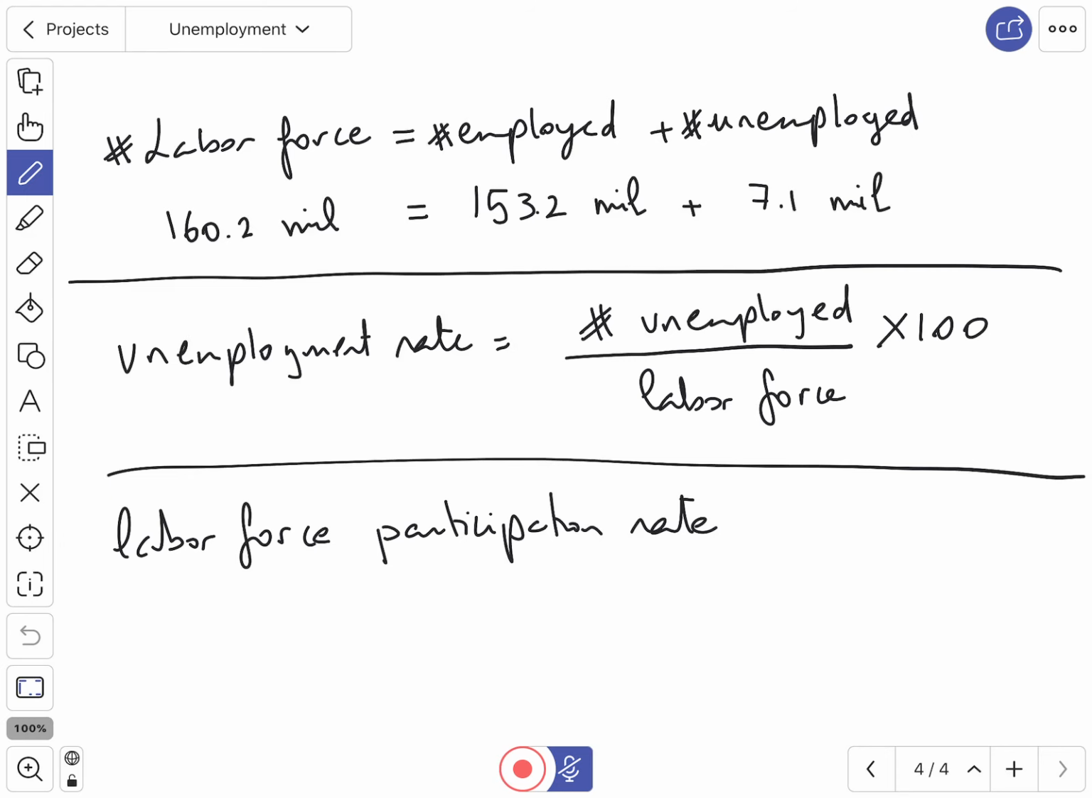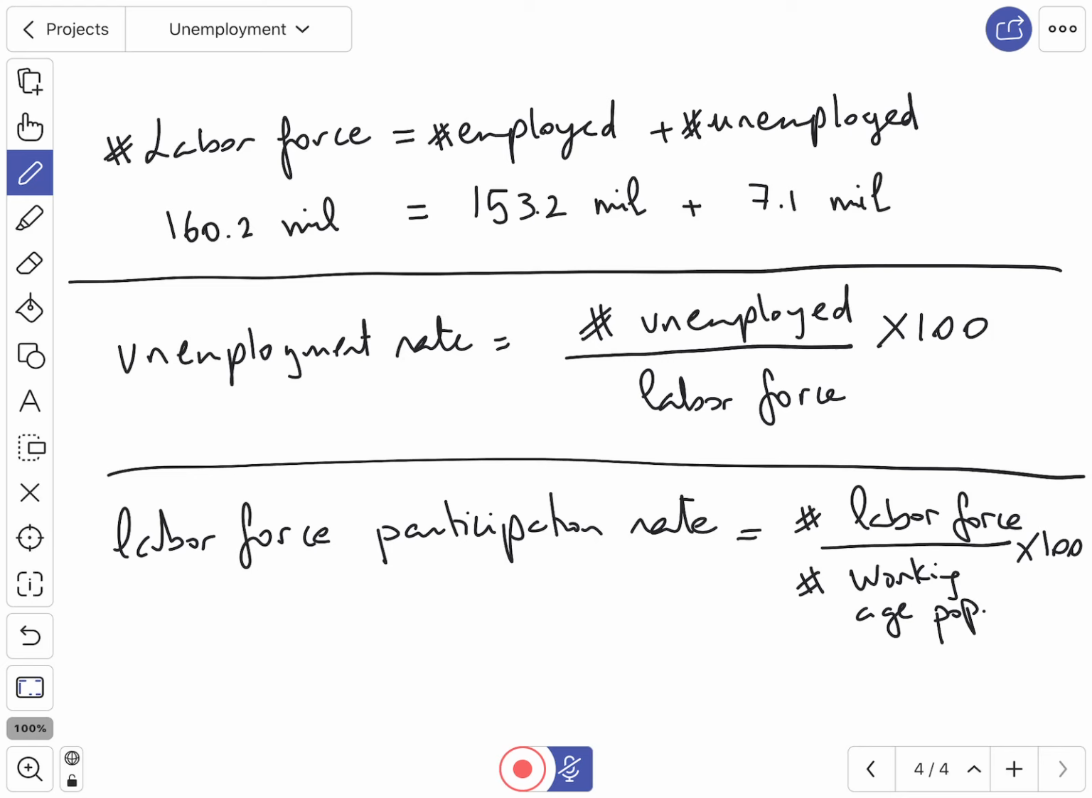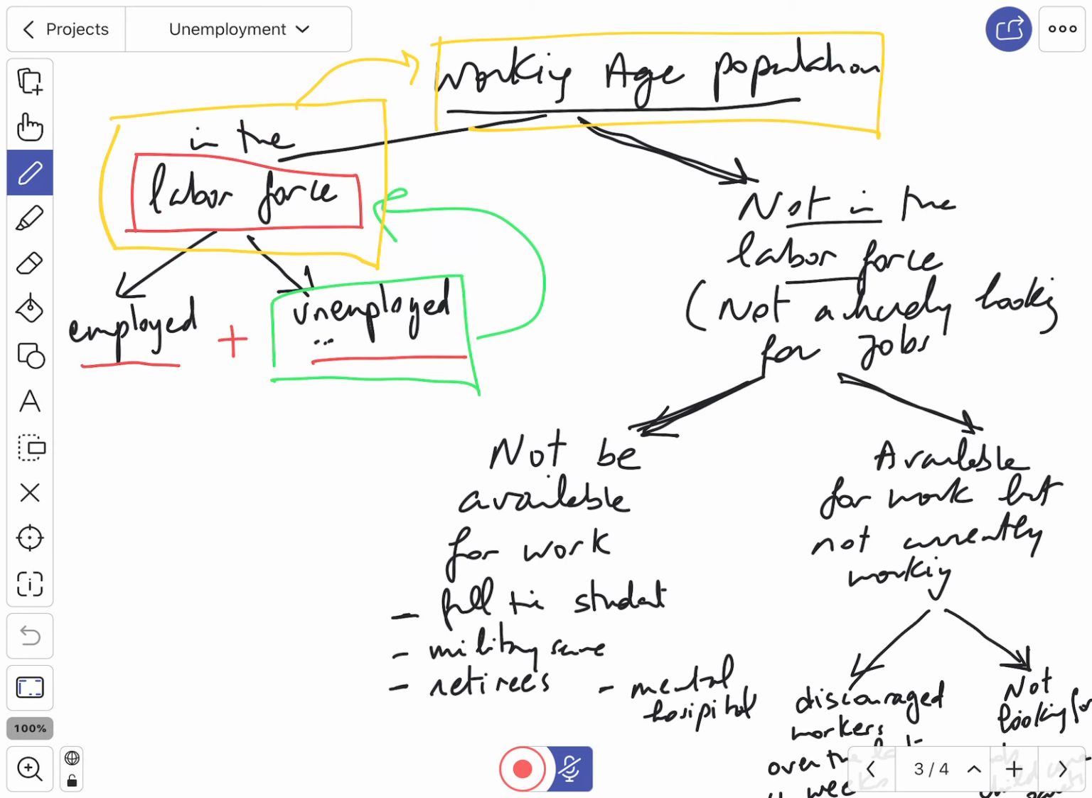Right? So this is another important statistic. Let's write it here. You just compute it as the number of people in the labor force divided by the number of people classified in the working age population, and you multiply it times 100, so you get it as a percentage. Okay, so those are the most important statistics. Of course, there are many other statistics that we can come up with from this big chart, but these are the most important ones.